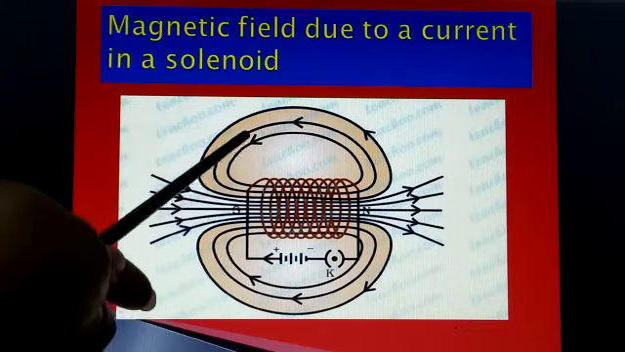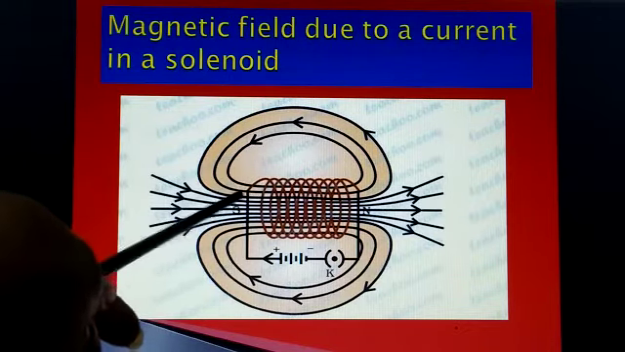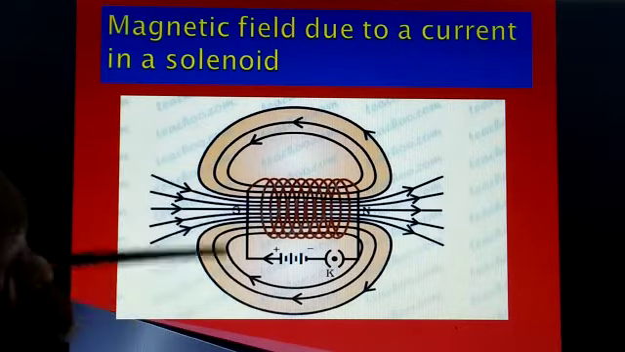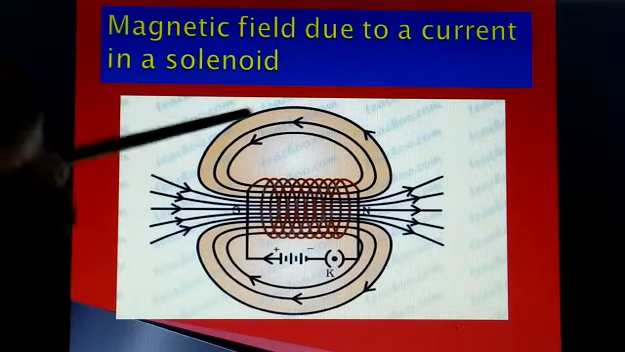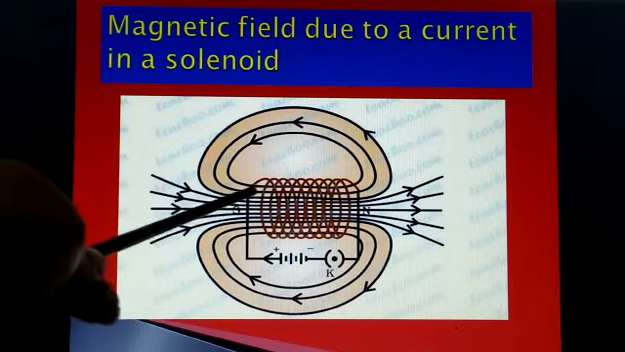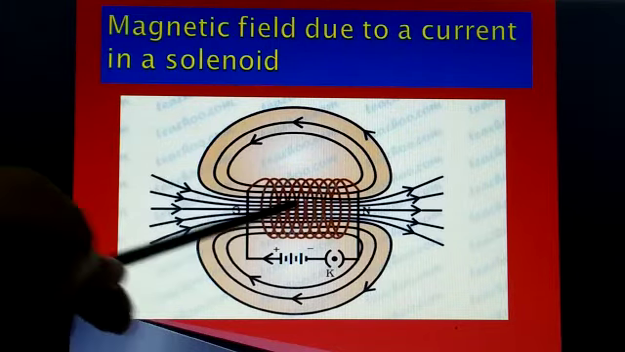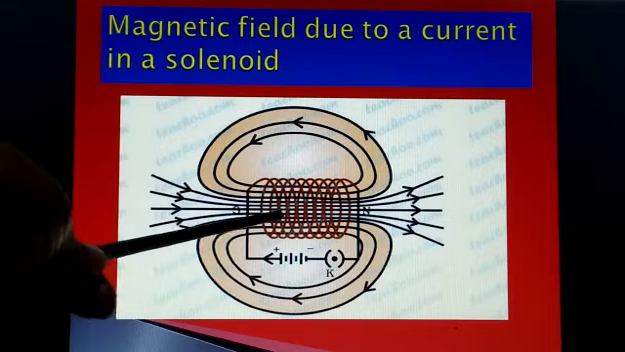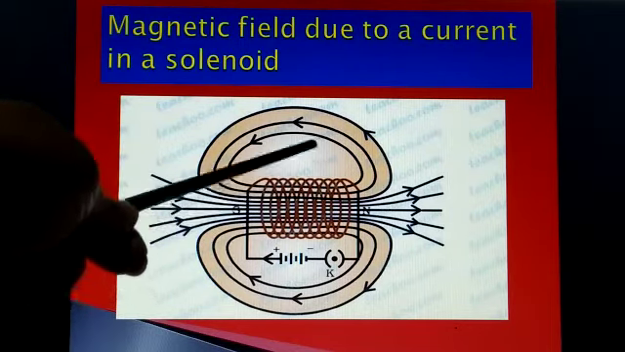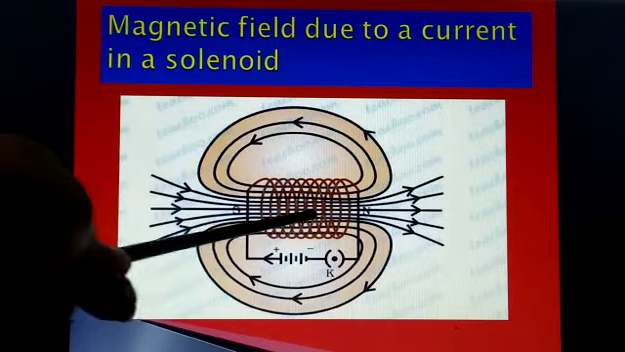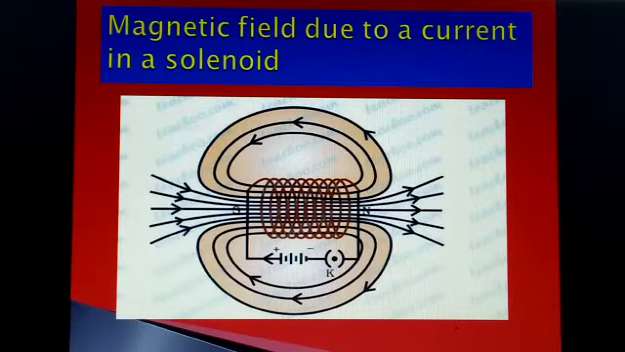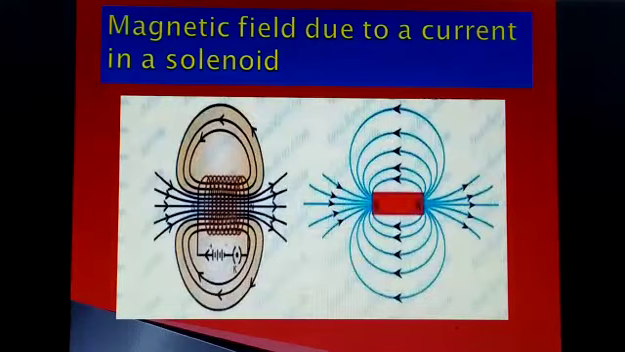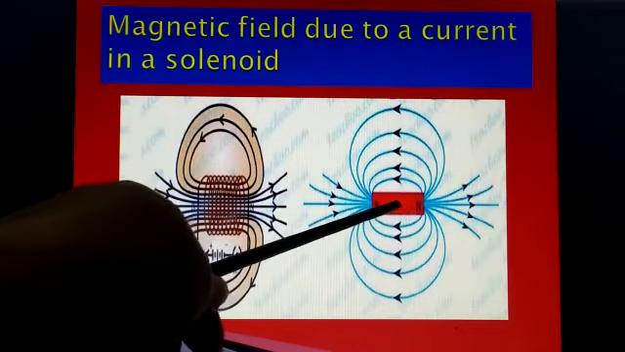And see the pattern of magnetic field around a solenoid. So it is the pattern of magnetic field, and at the center, inside the solenoid, the magnetic field is straight. That means uniform. The magnetic field is uniform at all points inside the solenoid. And we can compare this pattern of magnetic field in a solenoid with a bar magnet. See here, the pattern is the same as a bar magnet.